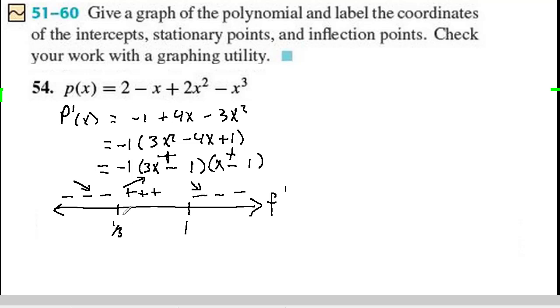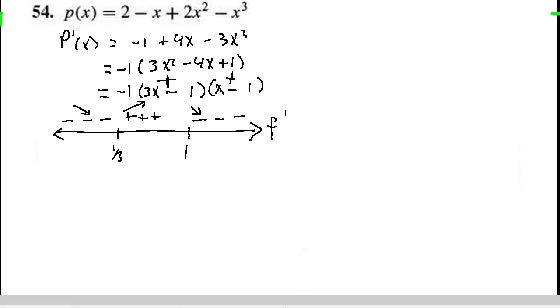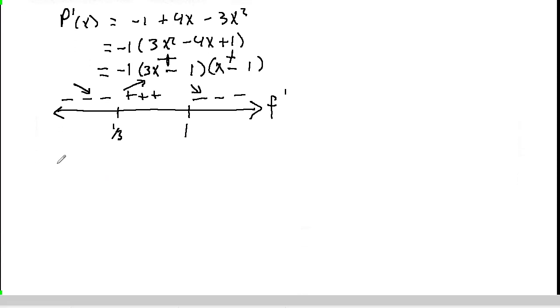The interesting behavior is all happening here in the neighborhood of 1/3 and 1. So that is what we need to look at. Okay, so we also would like to keep track of concavity. So we're going to look at the second derivative. The second derivative is then going to be, we can get it from here, 4 minus 6x.